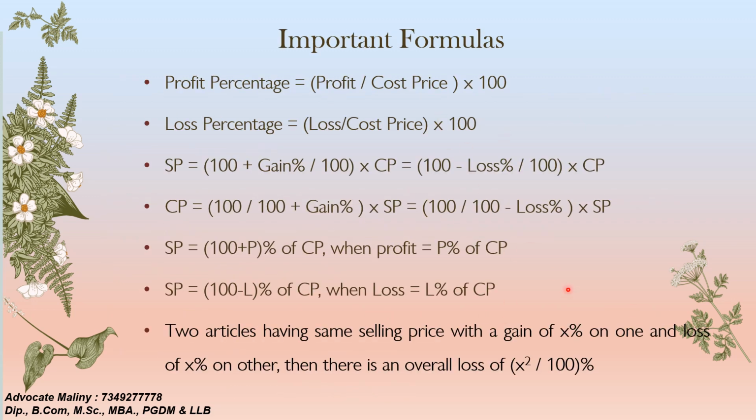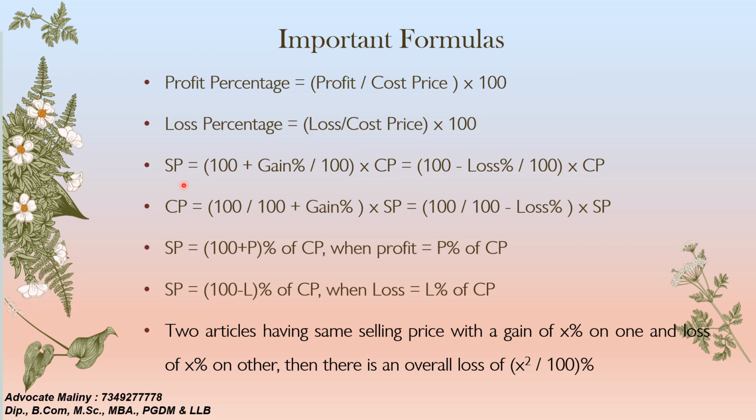These are some important formulas. Profit percentage. How do you find the profit percentage? Profit divided by cost price into 100. Loss percentage: loss divided by cost price into 100. So you have to remember that when you are finding profit percentage and loss percentage, you have to divide it by cost price and not selling price. It's not selling price, it's the cost price.